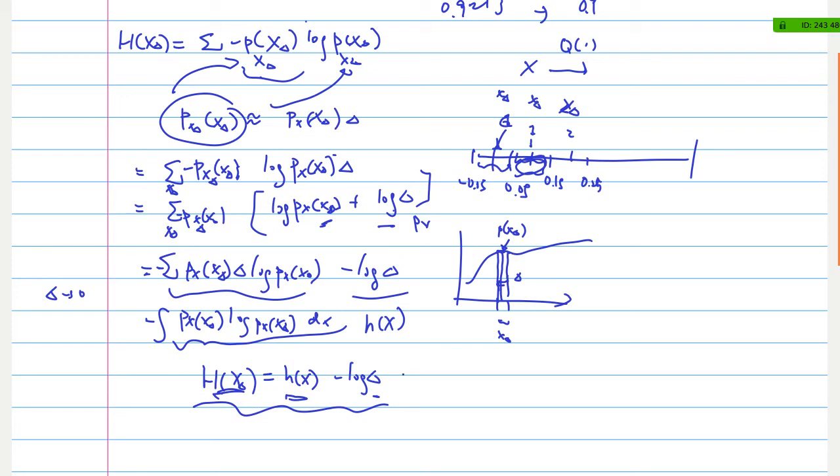And be careful, this is really an approximation. It's only accurate when delta is small. So if your delta is pretty big, then it may not be a very good approximation. But if your delta is small, then it's a reasonable approximation. When your delta is small, this value will be positive, so you will be adding a number of bits here. So the smaller the delta, the more bits you need to store. It's all very obvious.